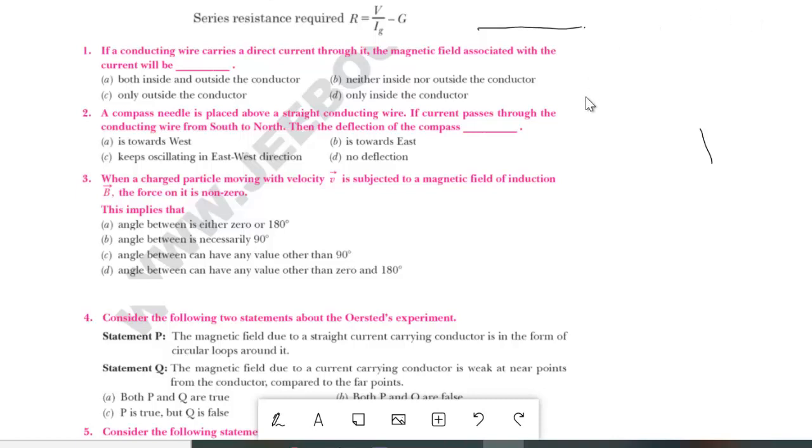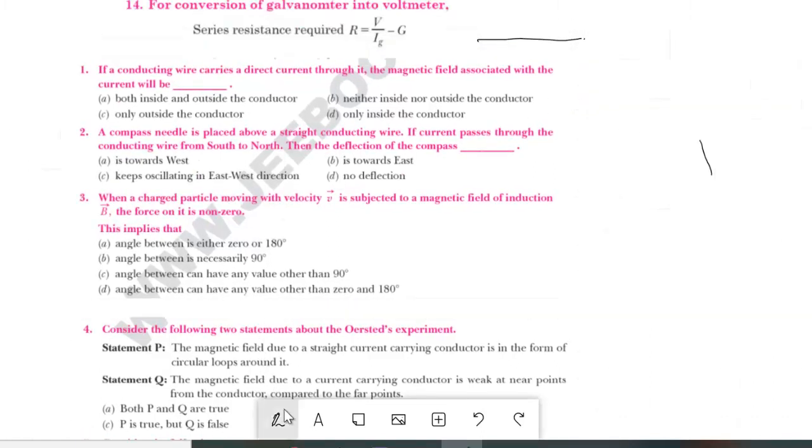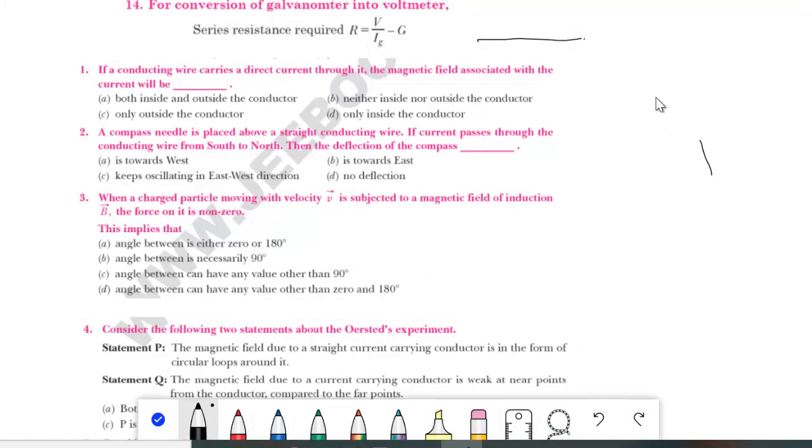Inside the magnetic field is 0, but what about the outside? A magnetic field will be present in the outside portion. What will be the magnetic field outside? Mu 0 I by 2 pi r. So for a conducting wire carrying a direct current, inside the magnetic field is equal to 0, but outside B is equal to mu 0 I by 2 pi r. So the magnetic field is present only outside the conductor.